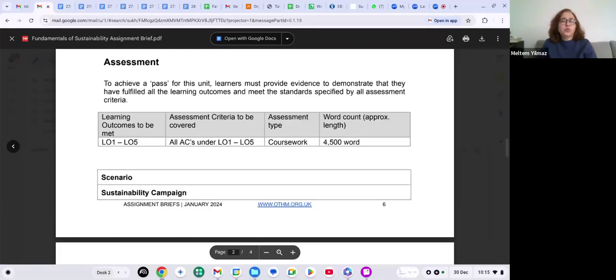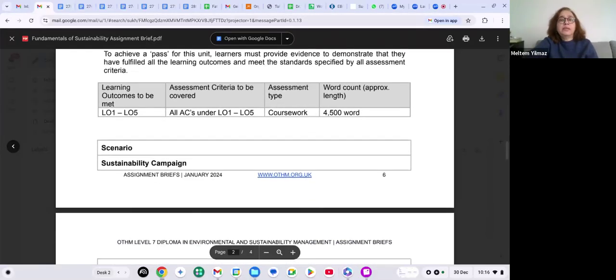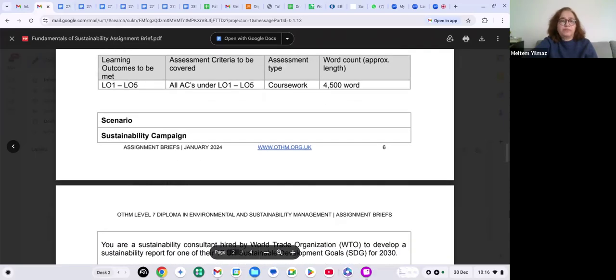So we want you to prepare a coursework paper of approximately 4,500 words. All the learning outcomes from 1 to 5, which we have just summarized in class, need to be in this paper, and you should build a strategic paper as well.